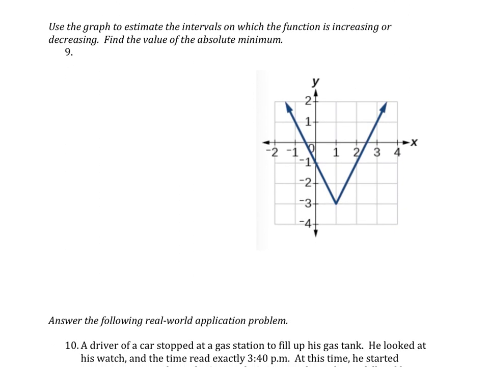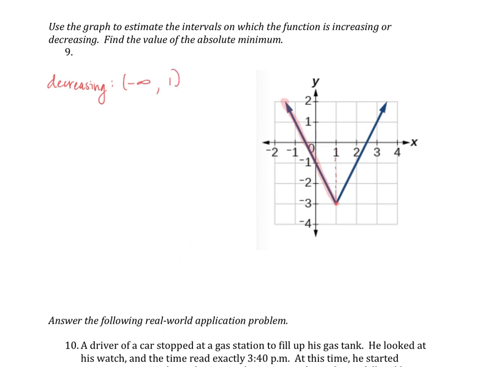Number 9. Use the graph to estimate the intervals on which the function is increasing or decreasing, and then find the value of the absolute minimum. Okay, so let's start on the left-hand side. So here's the leftmost value, which has an arrow, so it goes forever, but on the graph, here's where it starts. And you can see I'm going down, right? And it keeps decreasing until right here. So decreasing, and you're looking at x values from negative infinity until here, and the x value associated with that is 1.